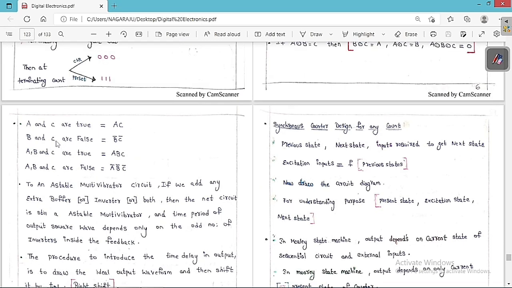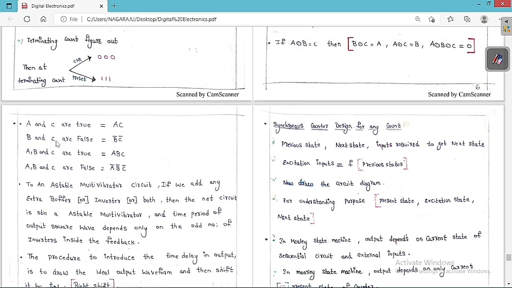So we can say, if A and C are true, means A into C. If B and C are false, means B bar, C bar. If A, B, C are true, means A, B, C. If A, B, C are false, means A bar, B bar, C bar. So this is the convention that you always have to keep in your mind.